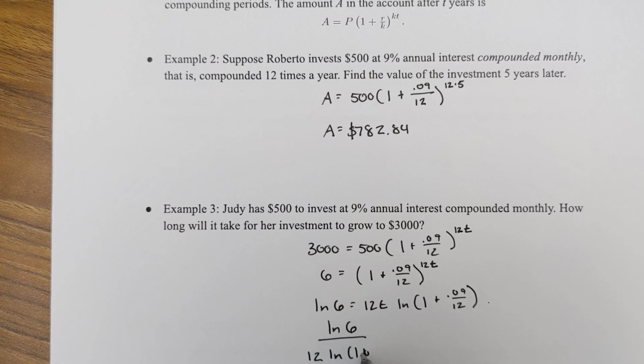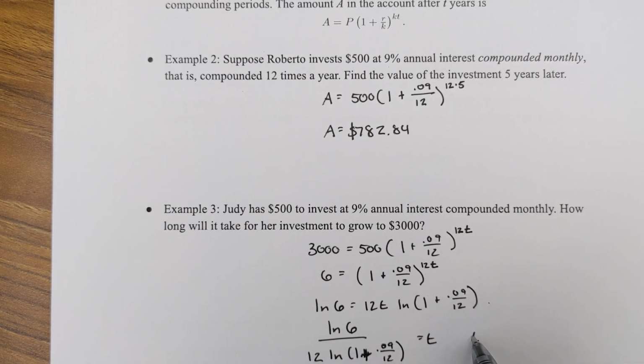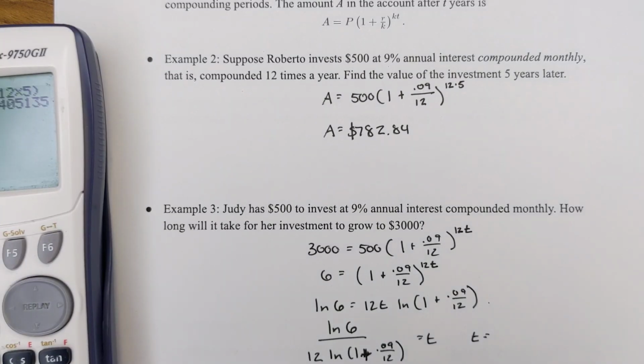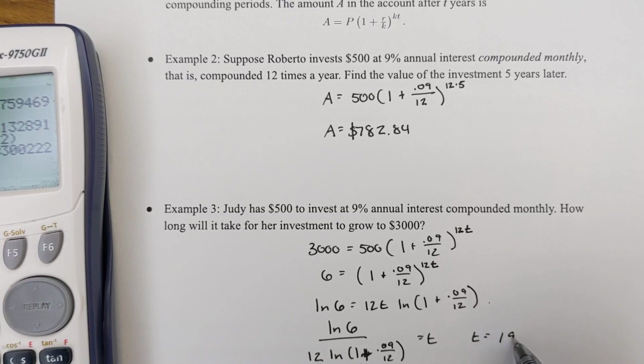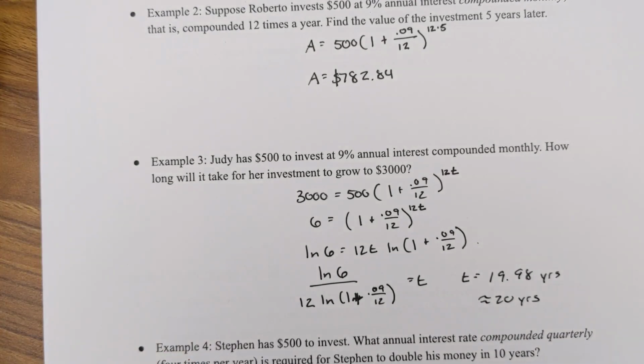So t equals the natural log of 6 divided by 12 times the natural log of 1 plus 0.09 divided by 12. T is equal to 19.98 years, so about 20 years to get all the way up.